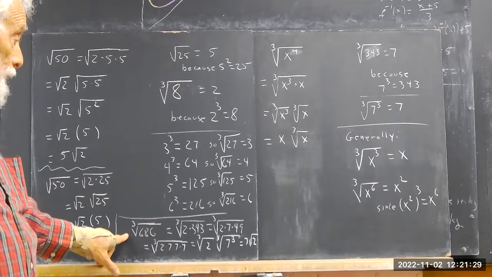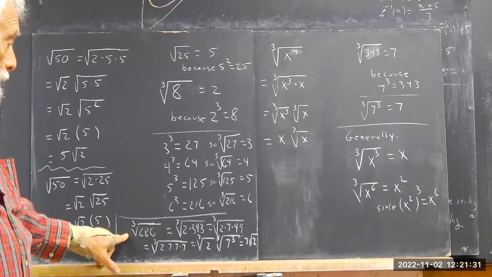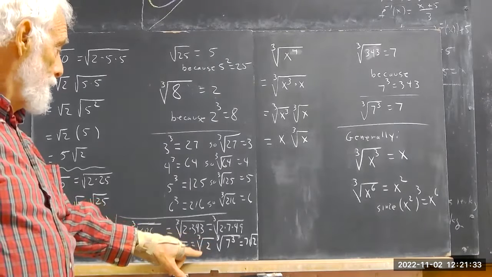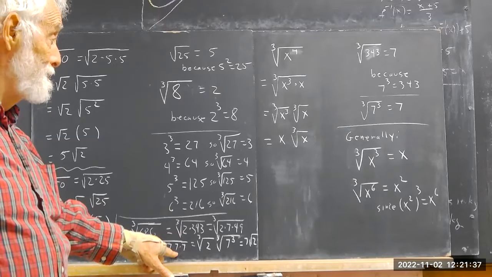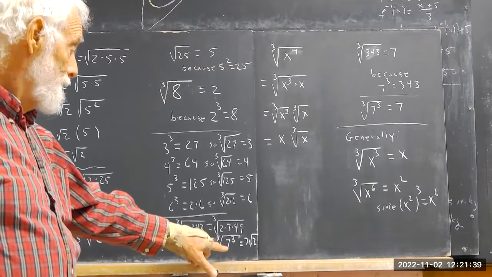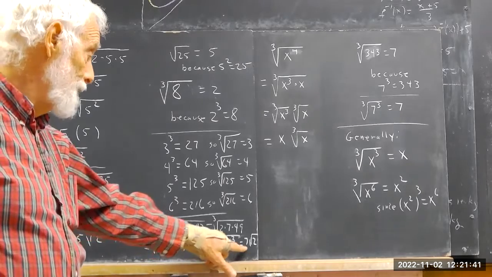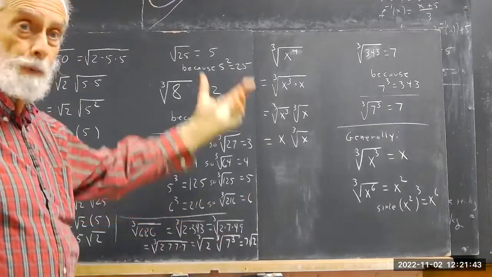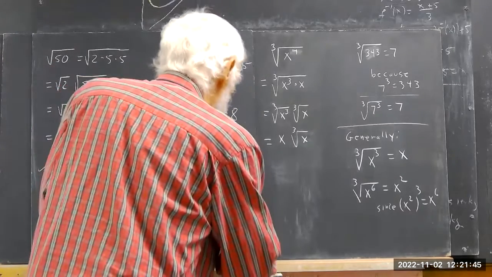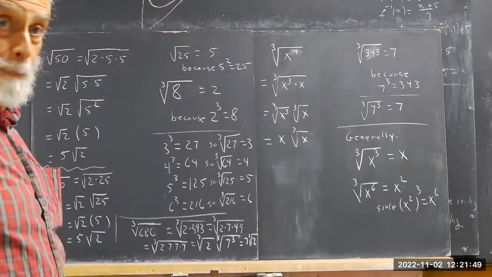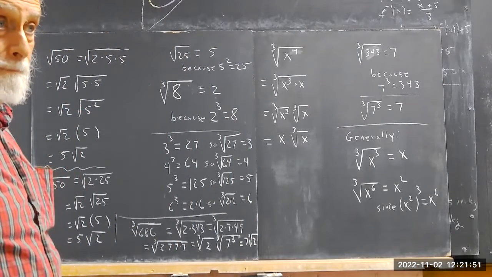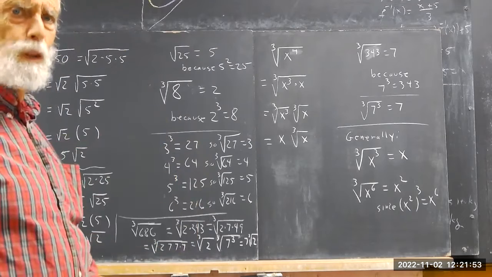That's very similar to what we did with the cube root of 686. The cube root of 686 turns out to be the cube root of 2 times 7 cubed. So the cube root of 7 cubed being 7, and the cube root of 2 being the cube root of 2. Okay. So, look at stuff like this.